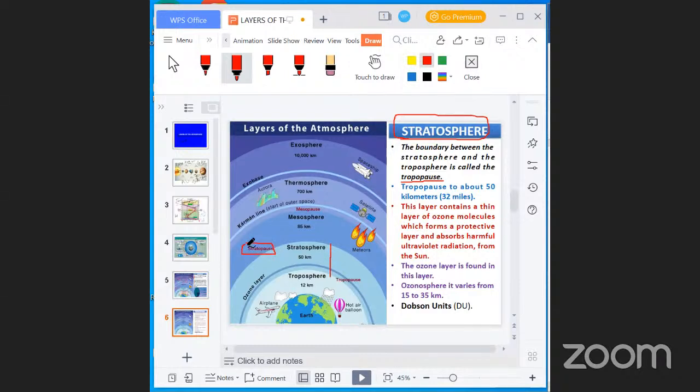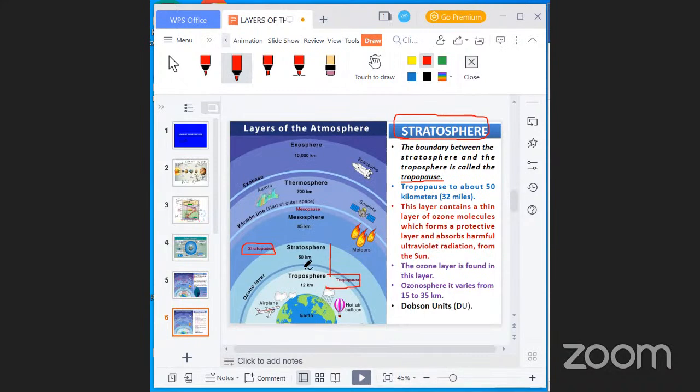Tropopause. So the lower boundary of the stratosphere is called the tropopause, right? And the upper boundary of the stratosphere is called the stratopause. So the stratosphere layer extends from the tropopause.